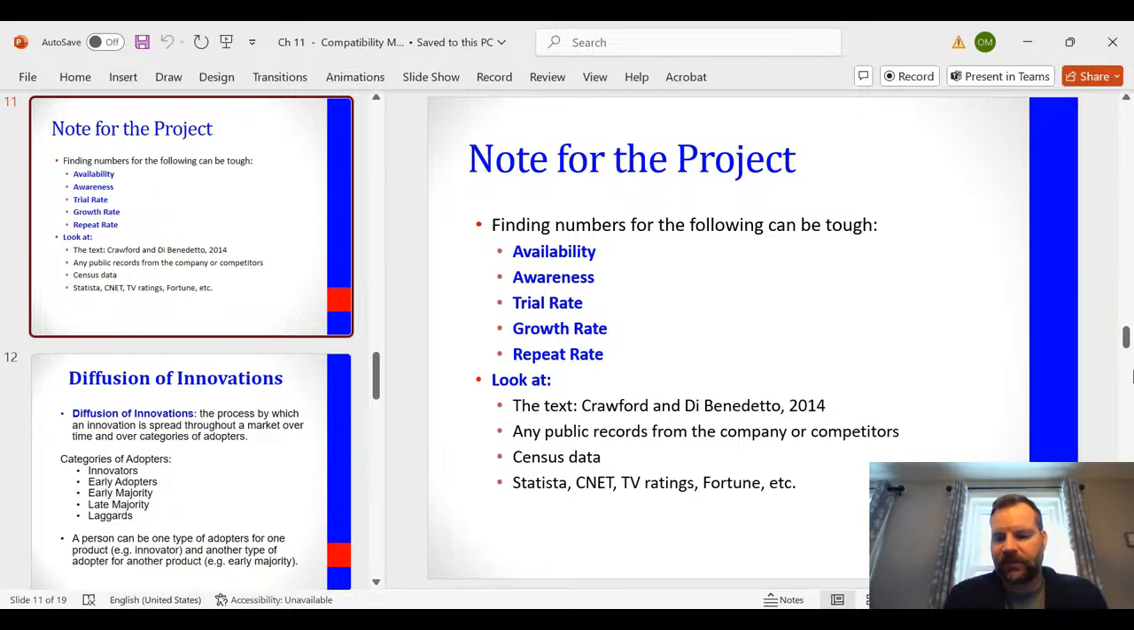Obviously, the best option would be to go out and survey 1,000 people. But short of doing that, you can look at the information that's already available and you can sort of make some estimates based on what's out there.